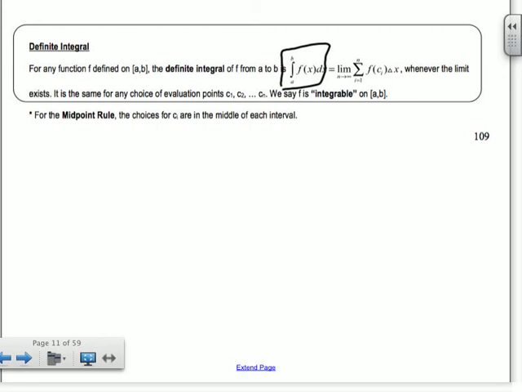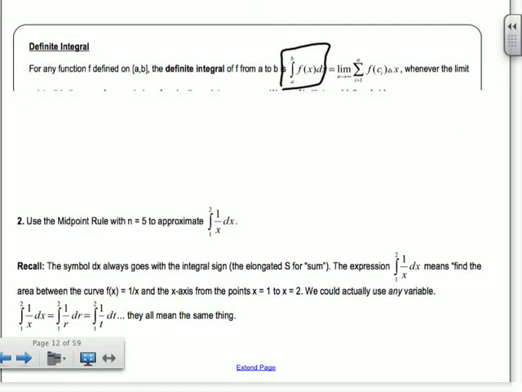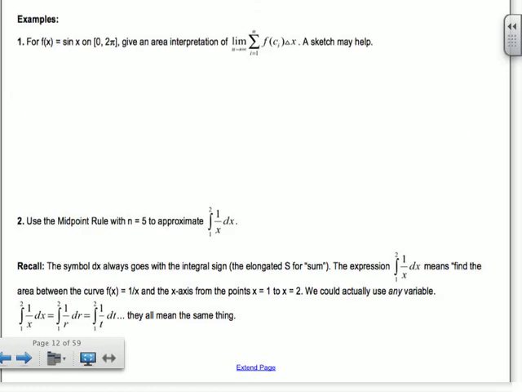We say that f is integrable on a to b. Integrable. All right, so for the midpoint rule, the choices of ci are in the middle of the interval. So we haven't done that yet, but we're going to do the midpoint as well. Okay, so it says for f of x equals sine of x on 0 to 2 pi, give an area interpretation.